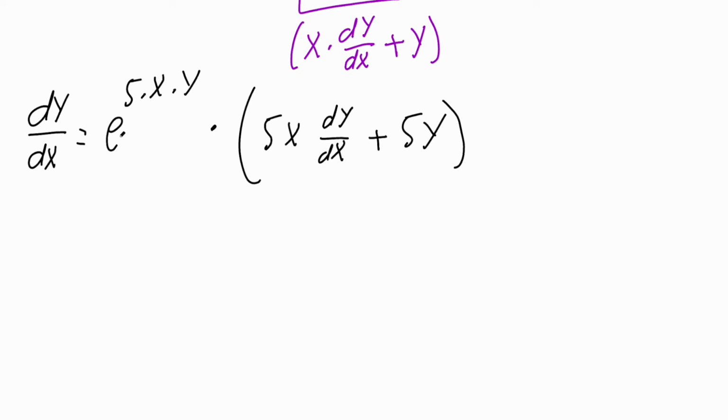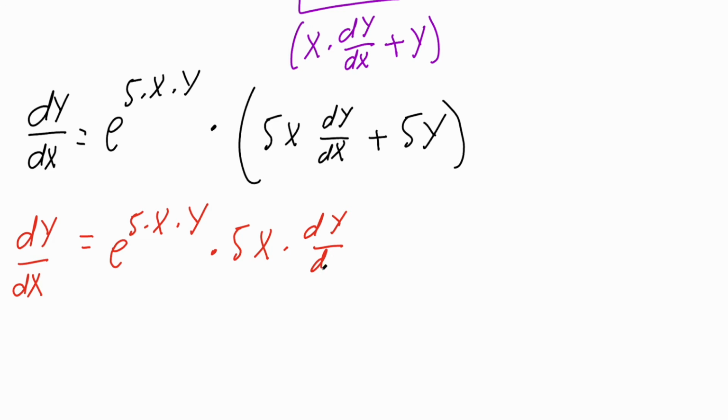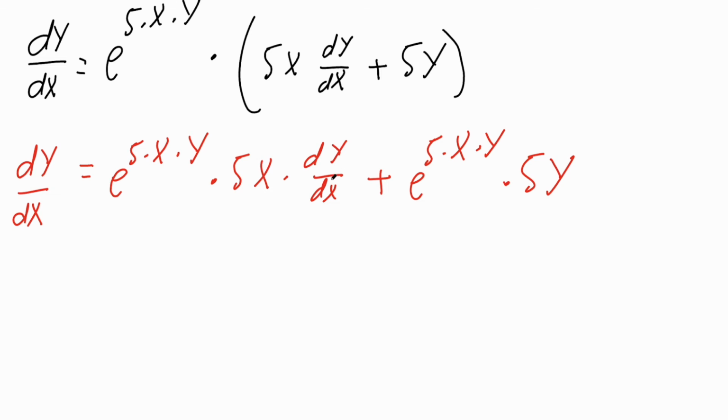Next, we can multiply this piece by both this one and this one. So let's write that down. So again, we still keep our dy over dx is equal to e raised to 5xy times 5x times dy over dx, plus same exact thing, e raised to 5xy times 5y. Okay, now our goal is to get this dy dx to be on the left-hand side. So we're going to subtract this piece on here and here.